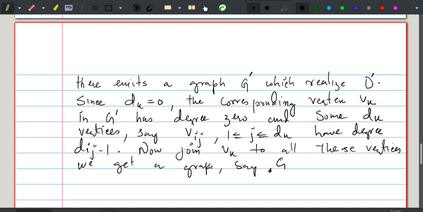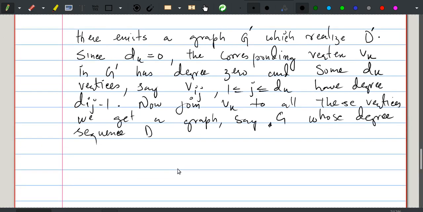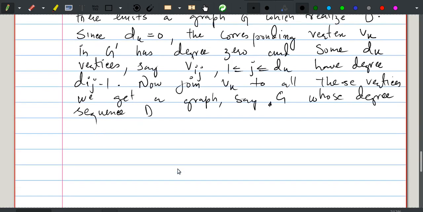We get a graph, say G, whose degree sequence is d. Let's understand this half portion with an example. So first we considered the sequence d.